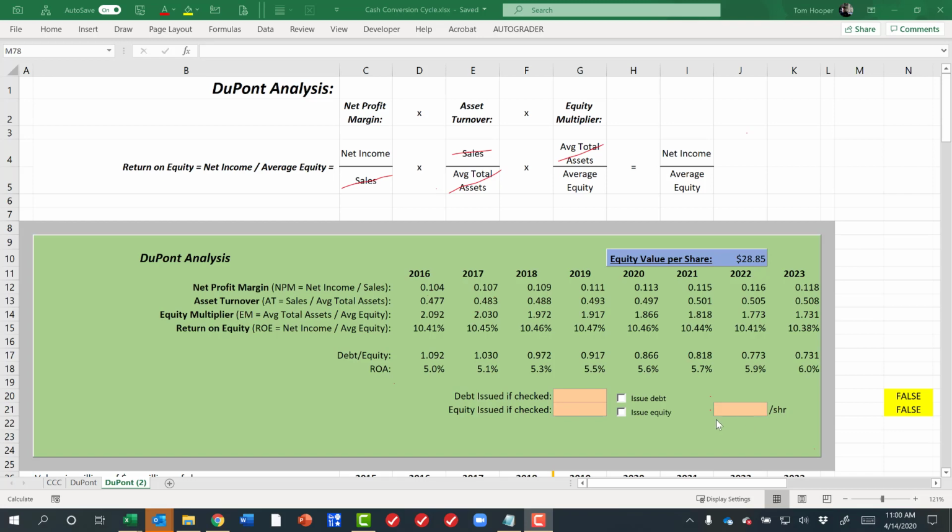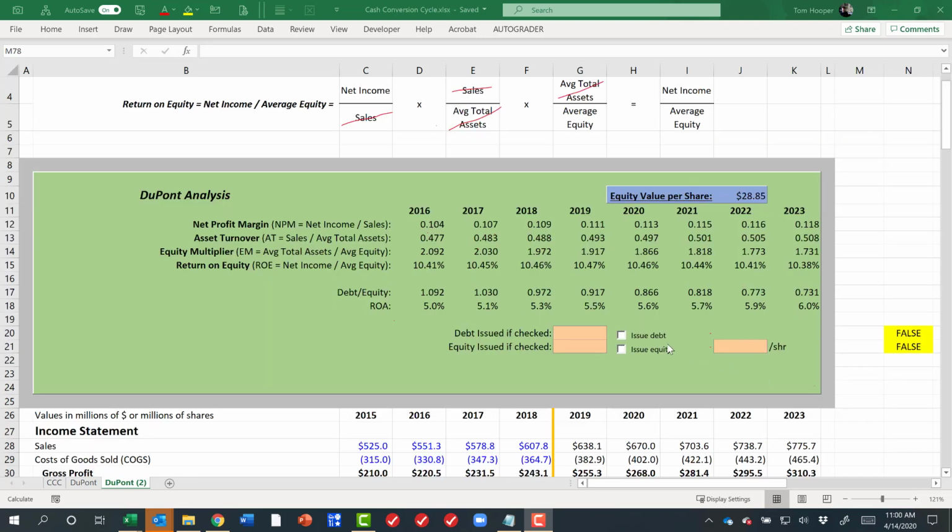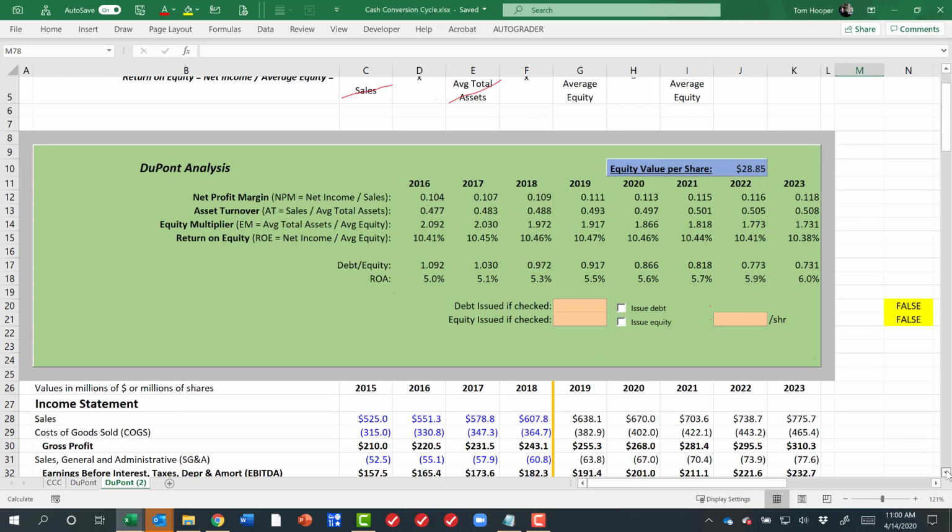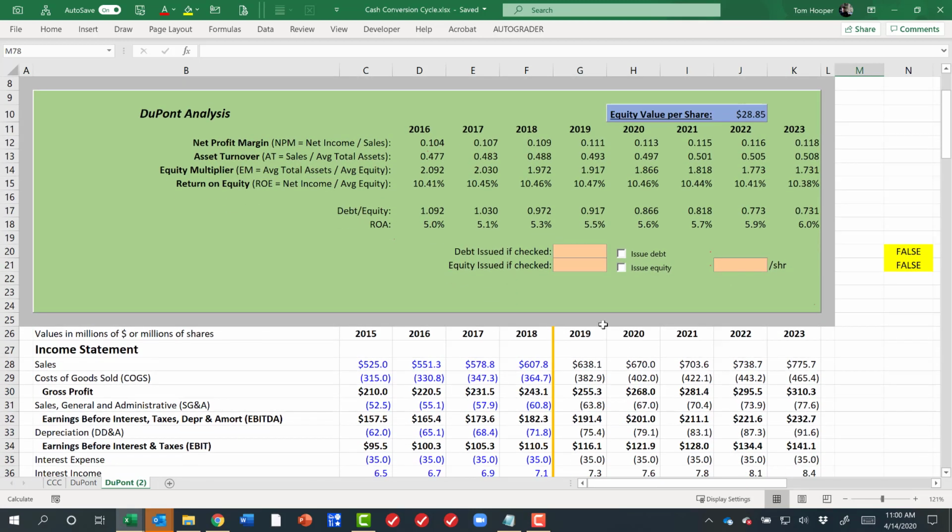So first, let's talk about debt. And how would the financial statements change if we issued debt? And the way we do that is to manually change the debt down on the balance sheet. But first, let's come up with an amount. Let's say we issue $1 billion in debt or $1 billion in equity while I'm at it.